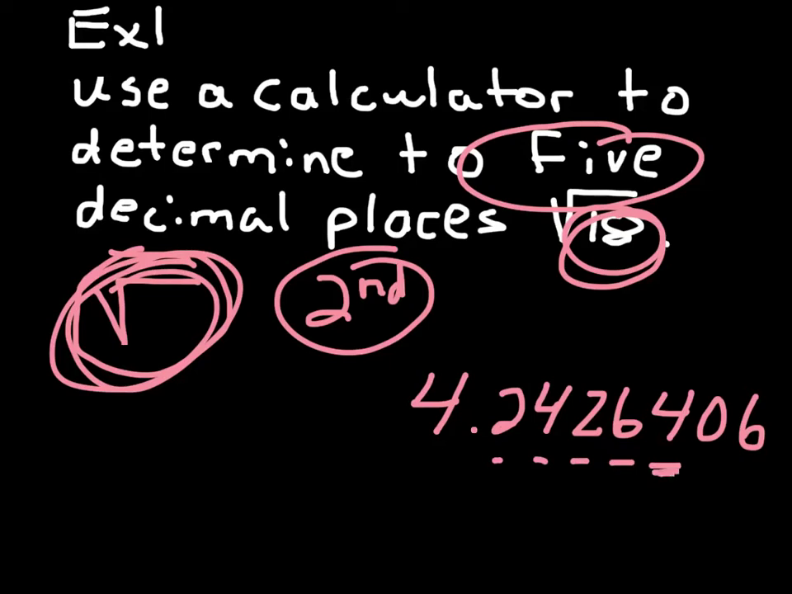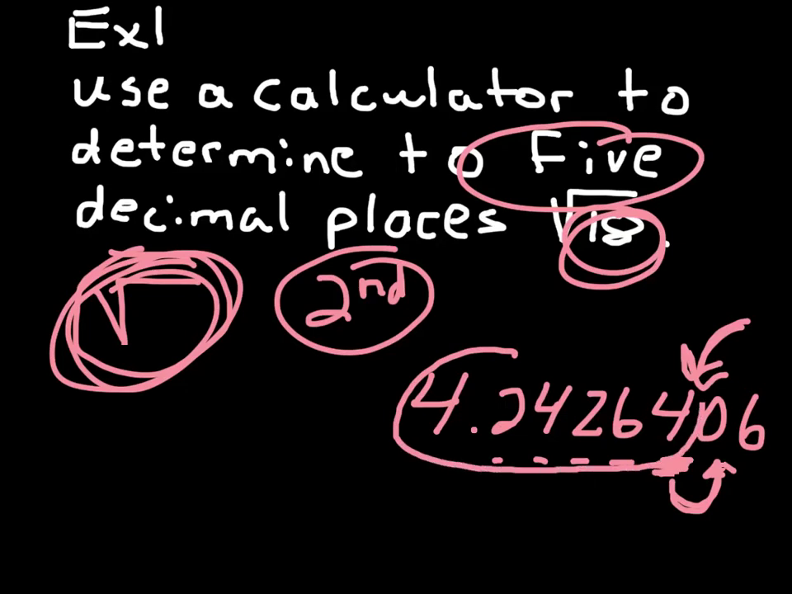So a little review on rounding. So this is the 5th place. What number's to the right of it? If that number to the right of it is 5 or above, this number would go up 1. But since the number to the right of it, which is 0, is not 5 or above, this number stays the same. So my answer is 4.24264, and that would be rounded to 5 decimal places.